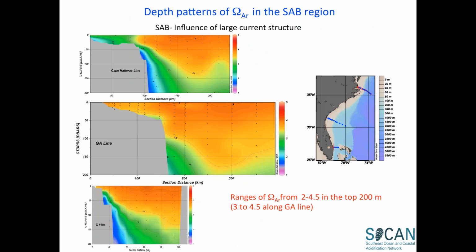On the Georgia line, we don't see it quite as prevalent, but we see the same issue: lower saturation state waters which seem to be wanting to creep up into the coastal areas. And then on the bottom, we have the Florida current cross-section for the top 100 meters. Again, we see this very low saturation state water, which is basically hugging the coast going northward.